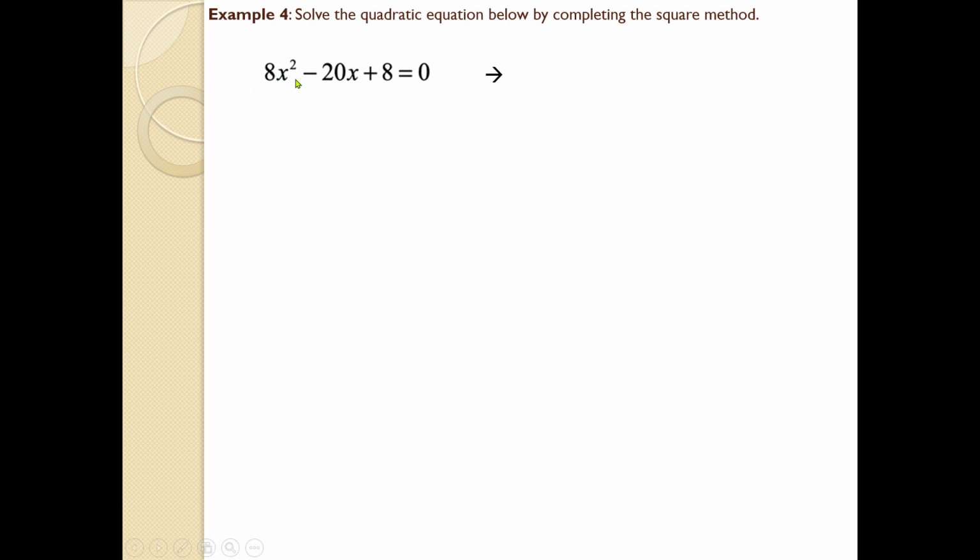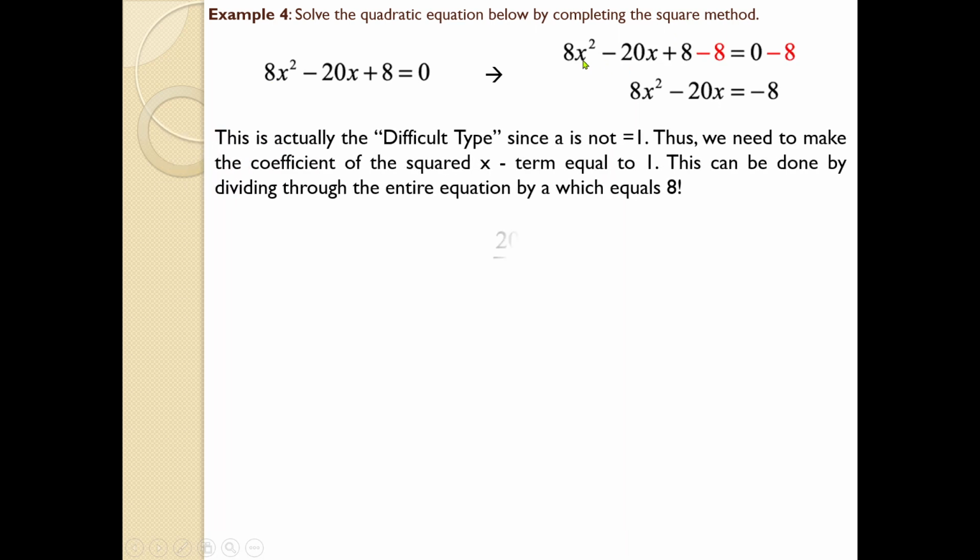It's very simple. Divide all these numbers by a number that is divisible by 8. So it will be 8x square divided by 8 minus 20x by 8 equal to minus 8 by 8. You may think that it is divisible for this one and this one, but it is not divisible for 20. It's fine, you can leave it like that. So 8 and 8 are cancelled. It will be x square minus 5 by 2x equal to minus 1.